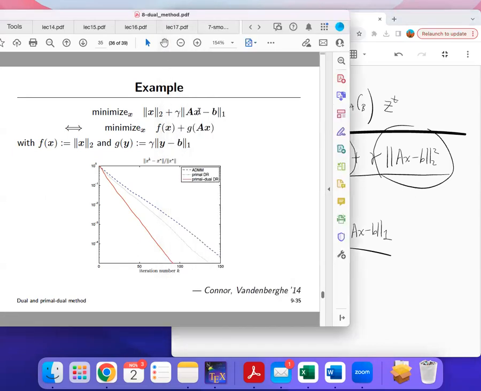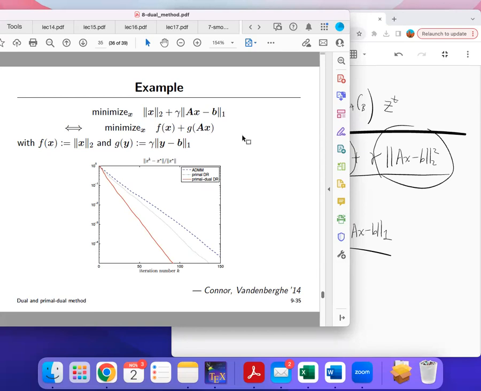Okay. So this problem is very hard to solve because of this term. The L1 norm is not differentiable, and inside it the matrix A couples all the coordinates of x, so it makes things very complicated. But it falls into our framework, right? This is f(x), this is g(Ax), and g is the L1 norm, f is the L2 norm. These two are very simple functions. We can compute their proximal mapping.